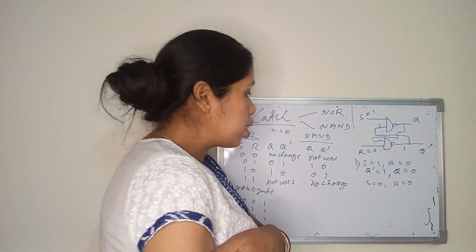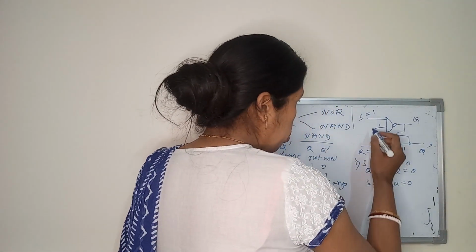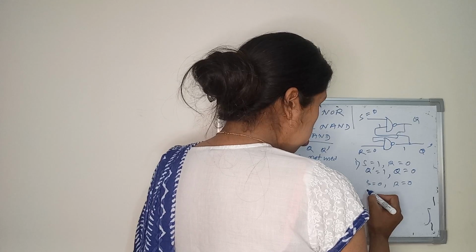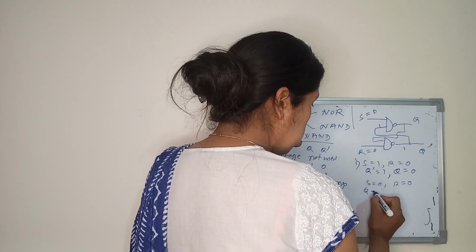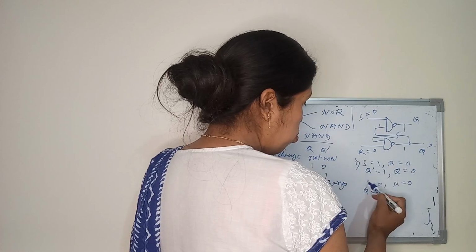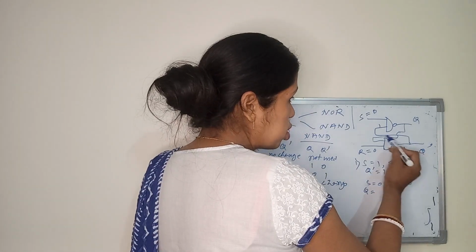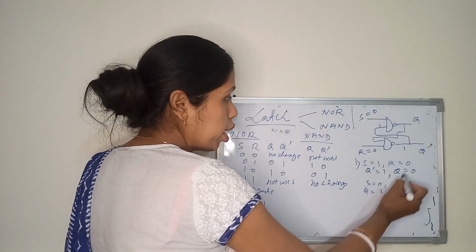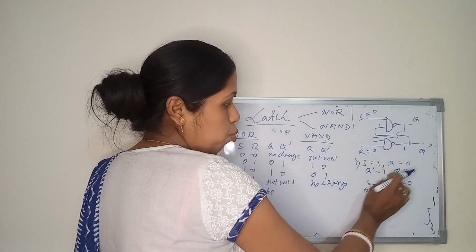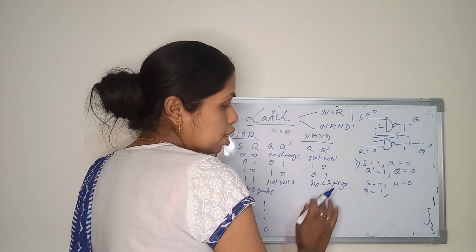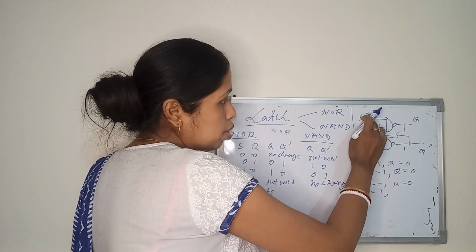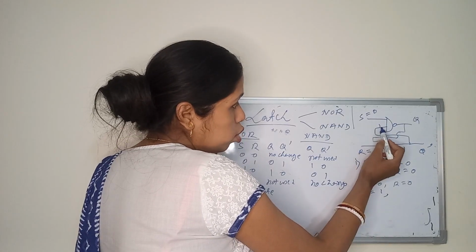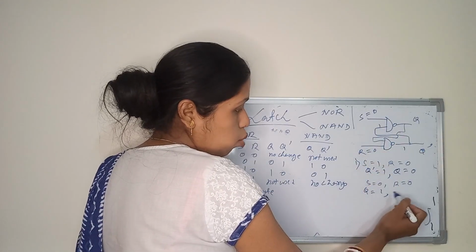So if S is equal to 0, R is equal to 0, that means this is also 0, this is also 0. Now what will be my Q? For that, first Q prime is 1, this Q prime is entering here, 1 and 0, and the output is 1. This is my previous Q and Q prime. When I remove the 1 from S, that means S is equal to 0, the previous Q is entering here, so 0 and 1 NAND operation means 1, Q is 1.